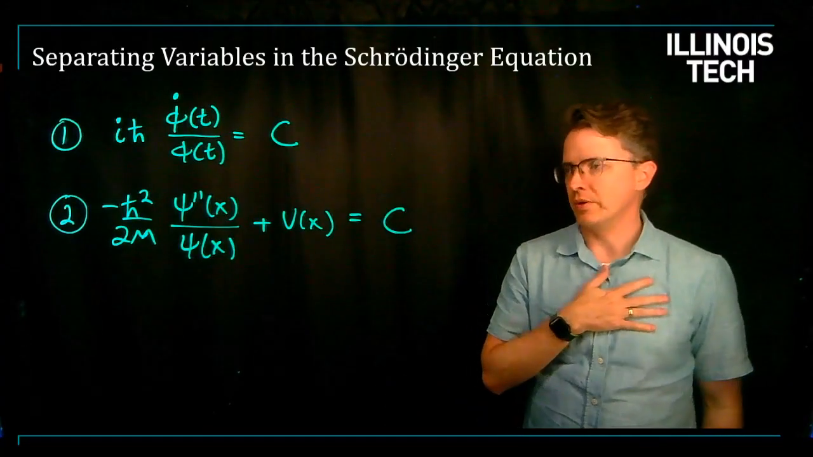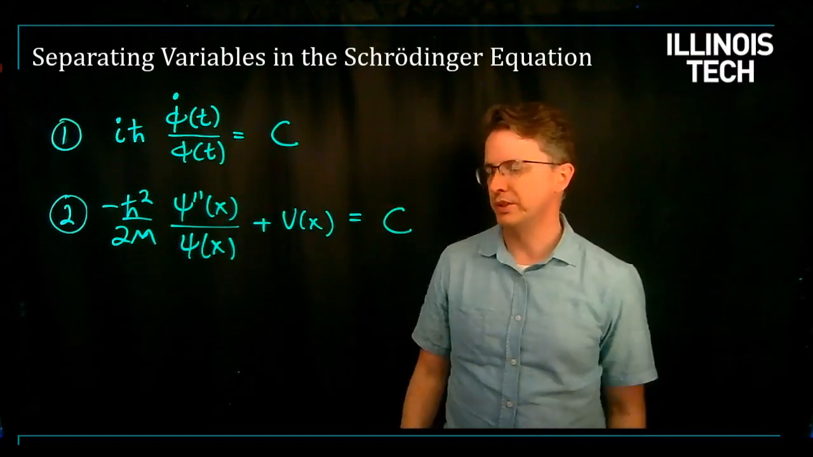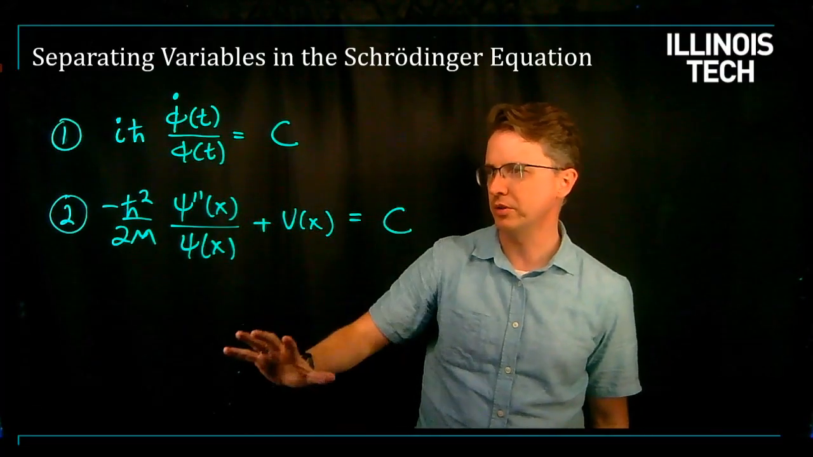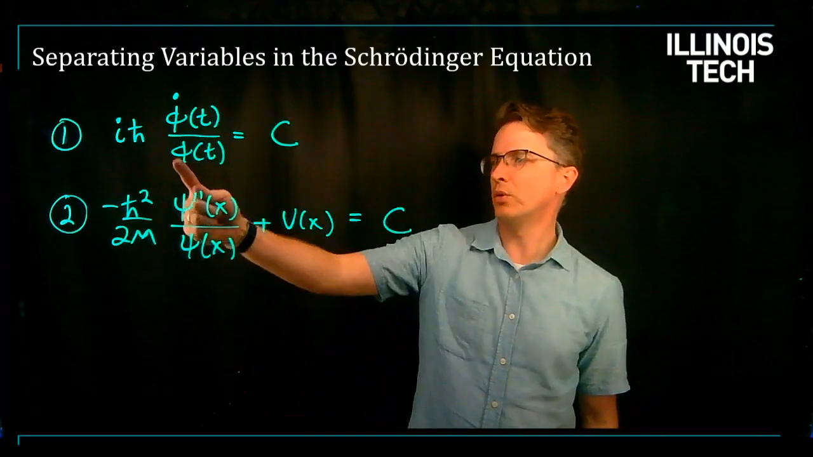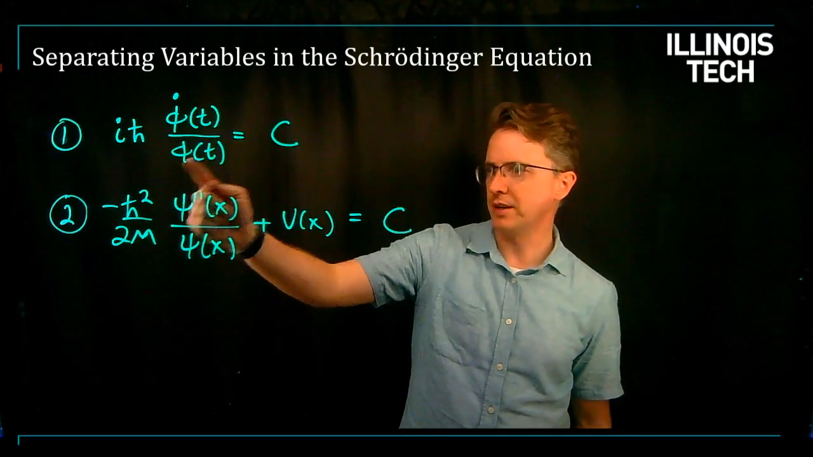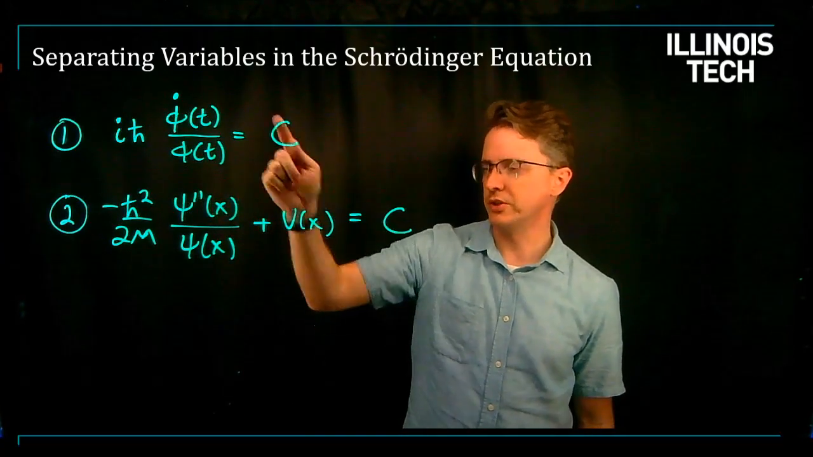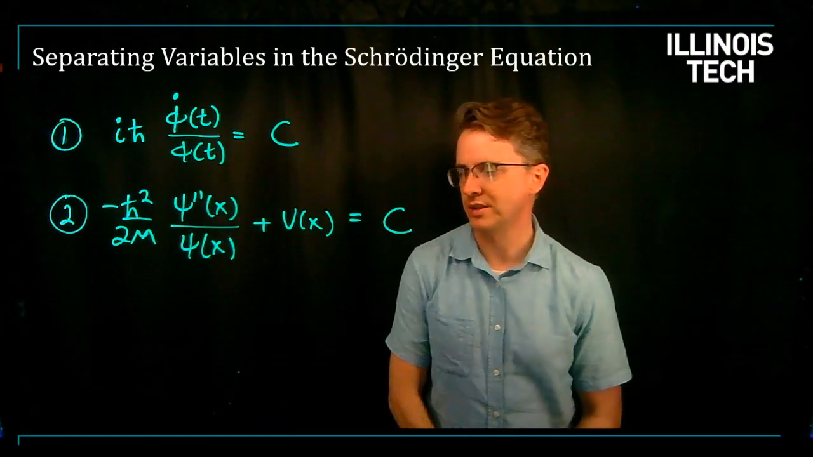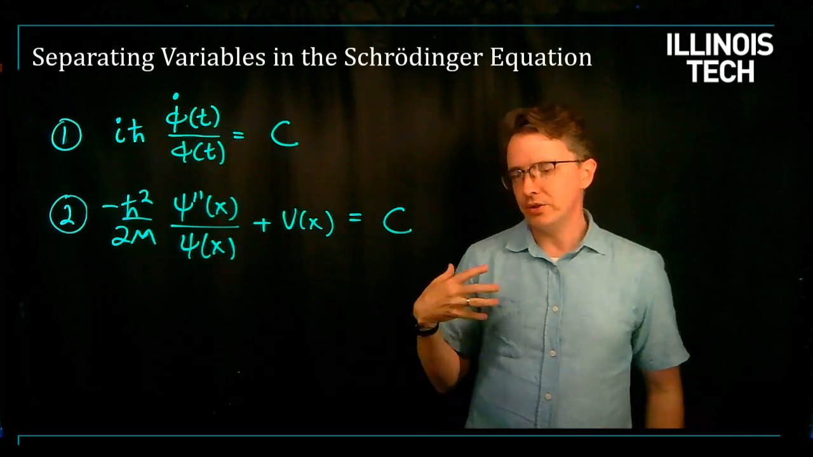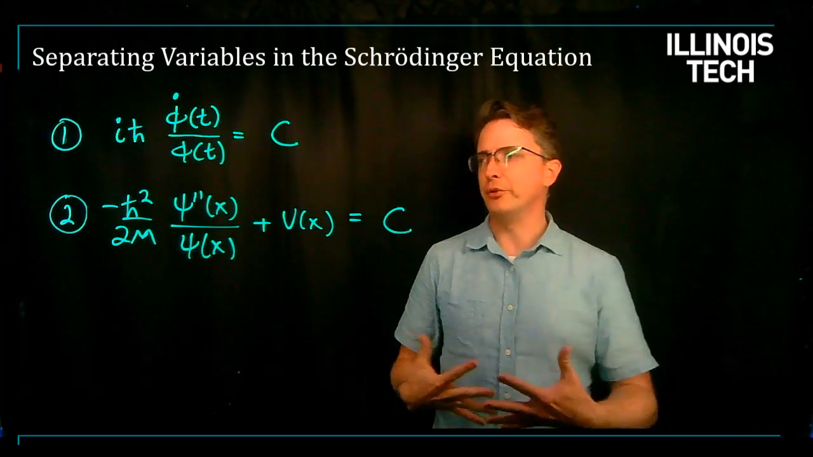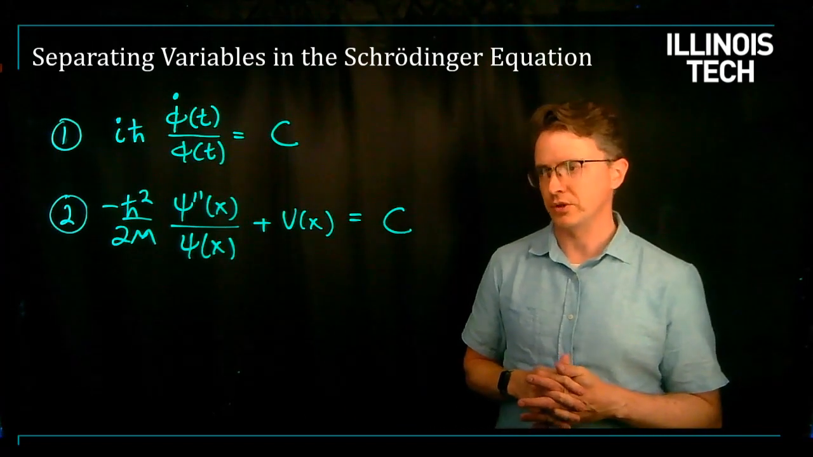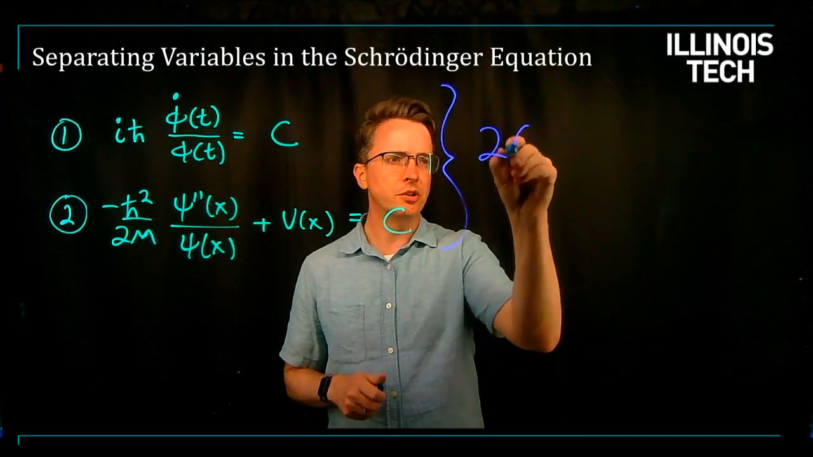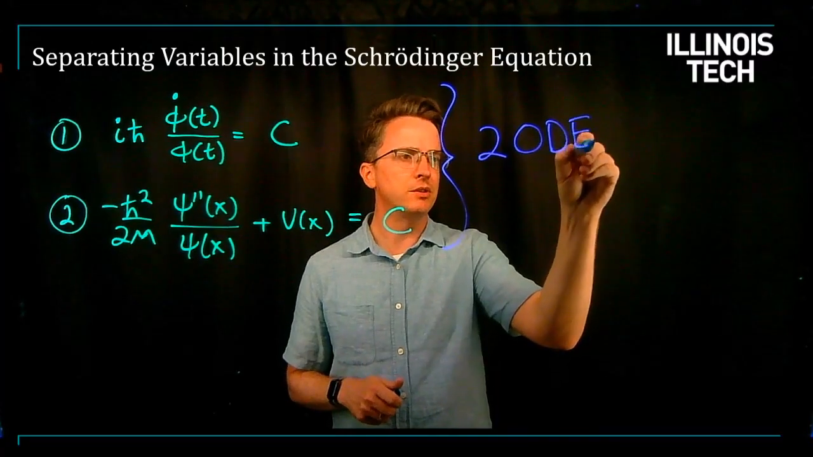Okay, so you're like, well, great. I mean, we started with one equation, now we've got two. What's the purpose of that? The nice thing here is that these are ordinary differential equations. They're not partial differential equations, right? This is an ordinary differential equation for the function phi of t. It's a first order differential equation. And this is a second order differential equation for the function psi of x. And the good news is, it's easier to solve ordinary differential equations than partial differential equations. So we have now two ordinary differential equations that we have to solve.